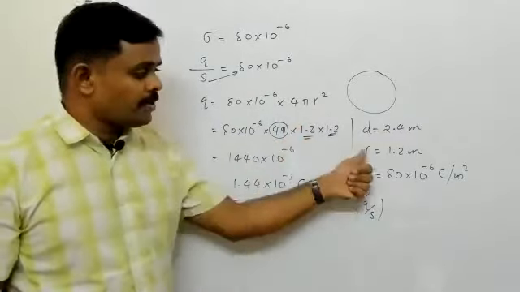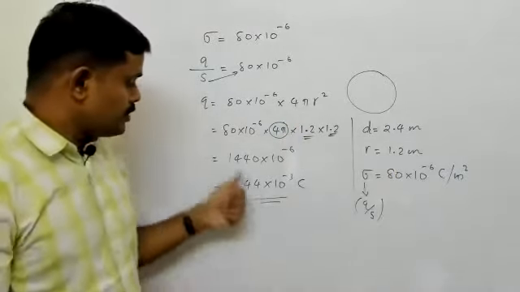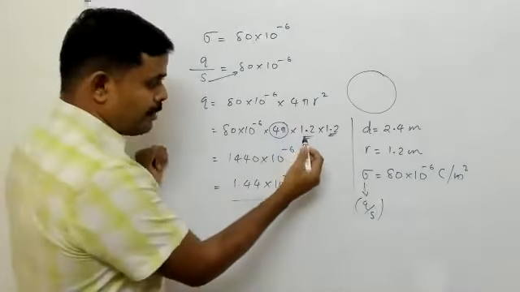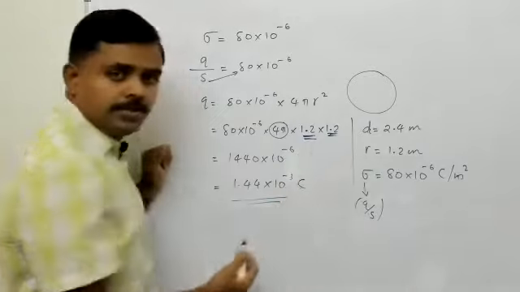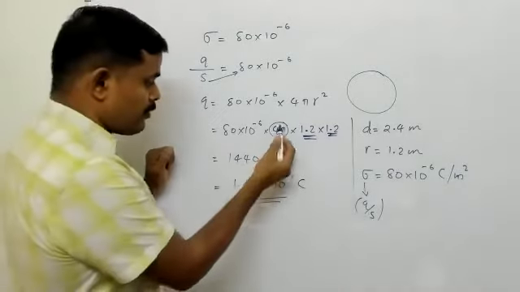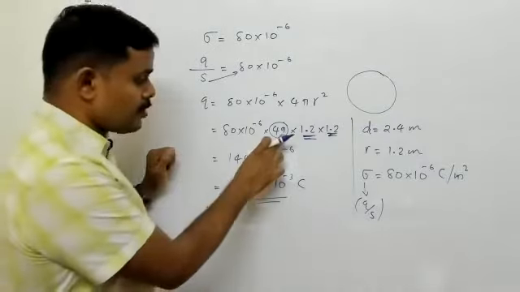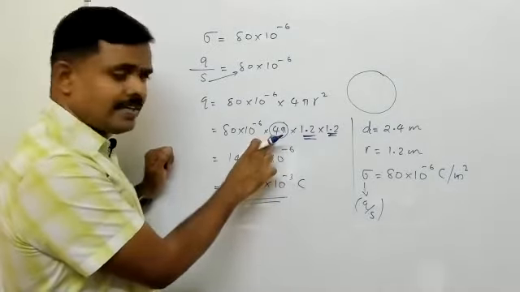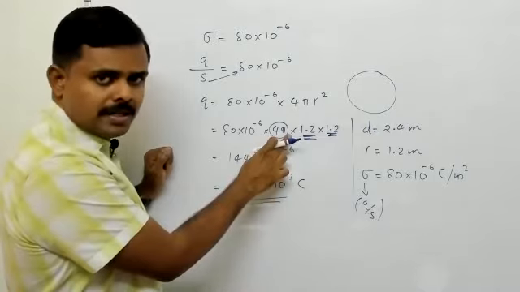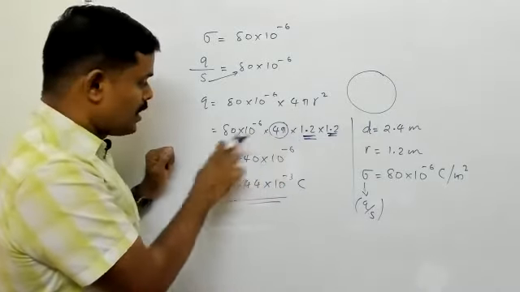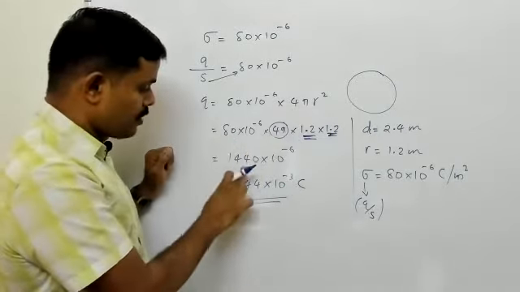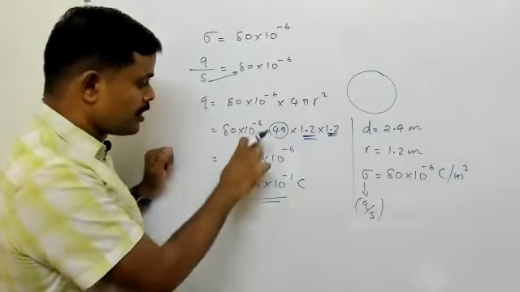Radius is 1.2, so 1.2 into 1.2 is 1.44. 1.44 into 4 is 5.7 or so, into 3.14. 5.7 is made 6 and 3.14 is made 3. 6 into 3 is 18. 18 into 80 is 1440, into 10 power minus 6.